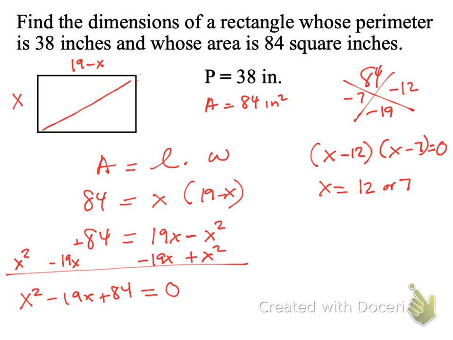Now, they're both positive. It's not so easy to eliminate. But if it's 12, let's see if it makes sense. 19 minus 12 is 7. That would make this 7. And if x is 12, does that make sense? No, the shorter side can't be bigger. So it has to be the other one, which is 7. If x is 7, then 19 minus 7 equals 12. That makes sense.